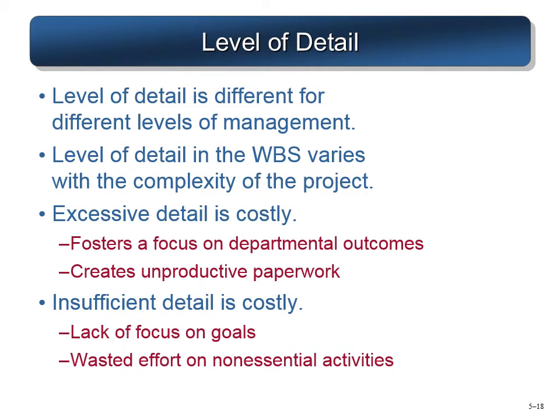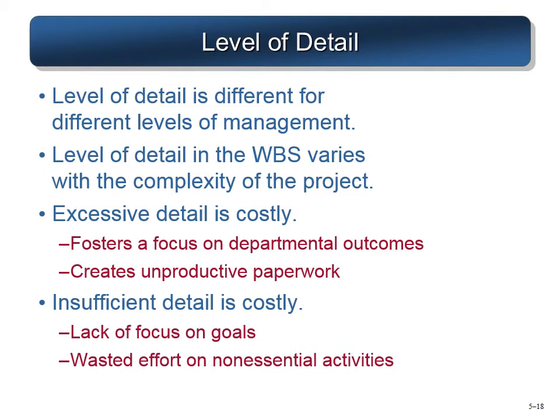WBS, what we have seen in the previous chapter, has different levels: level 1 to level 5 maybe, or it can go even further down. So level 1 would be for the top management, level 3 maybe for the middle, level 4, 5 for the bottom management. So as we move down the WBS, the level of details increases, and that detailed level of information is needed for the bottom management.